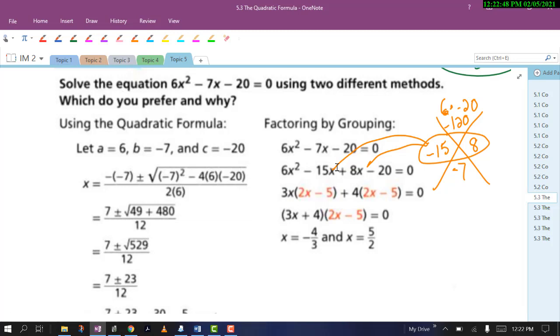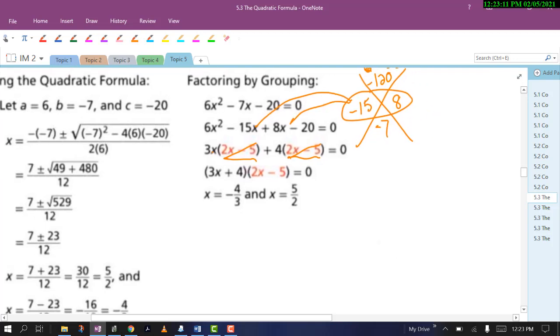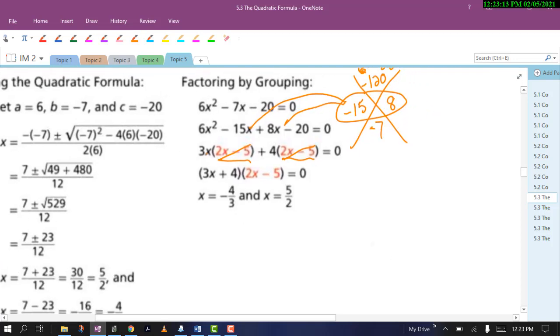So we take out our GCF out of each pair, 3x out of the first one, we divide it out, we're left with 2x minus 5. We take a 4 out of the second set, we're left with 2x minus 5. These better be the same, or else you didn't factor correctly. Then we can factor out the 2x minus 5s, and what we have left is 3x plus 4. So when it's all factored, 3x plus 4 and 2x minus 5 equals 0. Well, I want you to do one more step, at least one more.